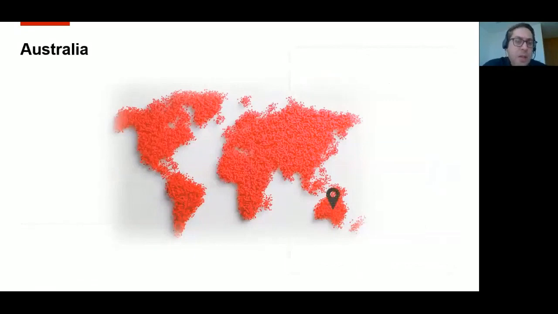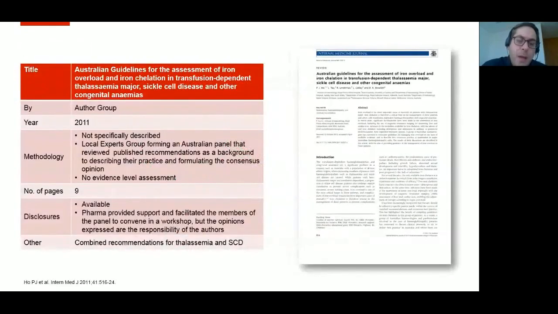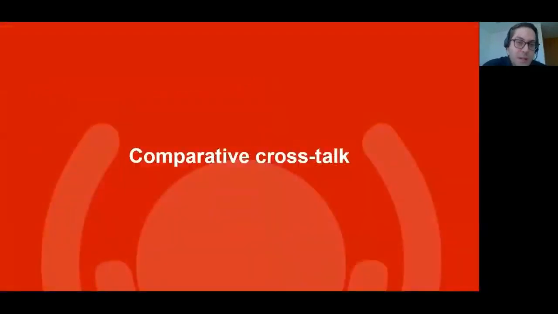And finally, in Australia, the main guideline I was able to find was one looking at iron overload, not necessarily specific to sickle cell disease. This combined thalassemia, sickle cell disease, and other congenital anemias. Again, formulated by a local expert group, a panel with a review of recommendation, but no evidence level assessment per se. And it combined, as I said, recommendations for thalassemia and sickle cell disease.